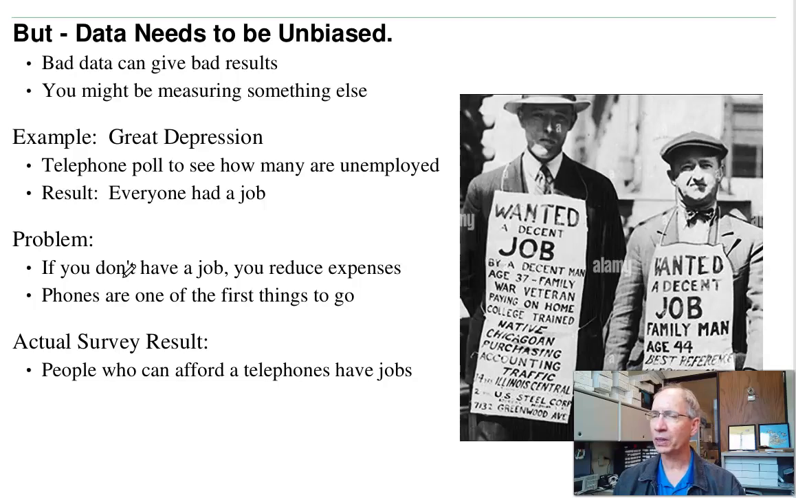So what happened? Well, it turns out that if you lose your job, you have to cut your expenses. One of the first things that goes is your telephone. You don't need that monthly expense for a telephone. So what they found is that when you call people on the phone, surprise, surprise, the people that have jobs have jobs. So really all they were doing is finding out how many people that have telephones have jobs, and it was like 100%. That was a biased survey. They didn't sample people that didn't have phones. And likewise got a nonsense answer.